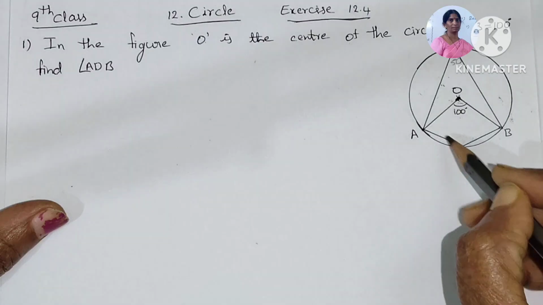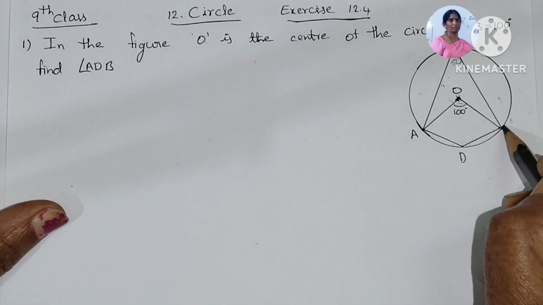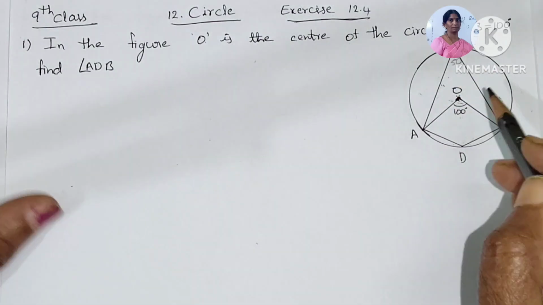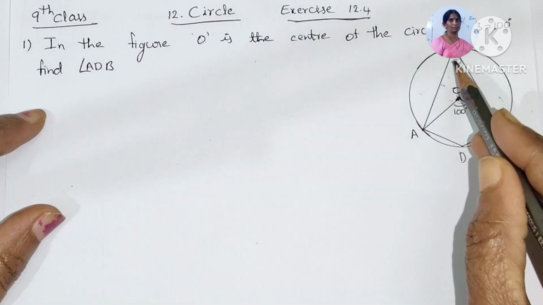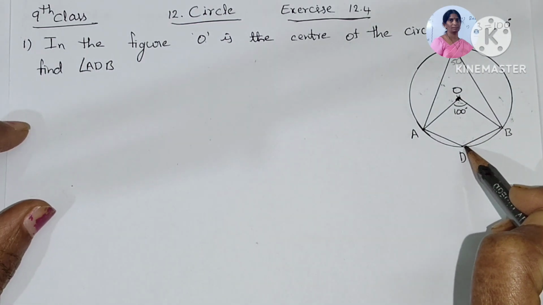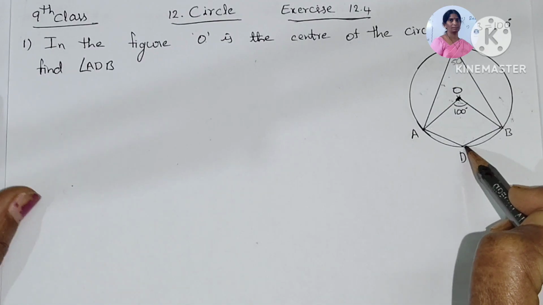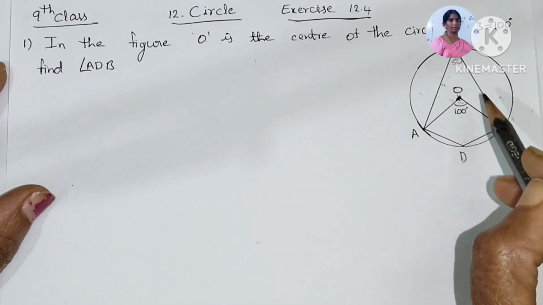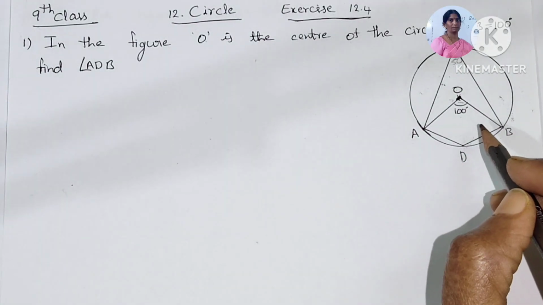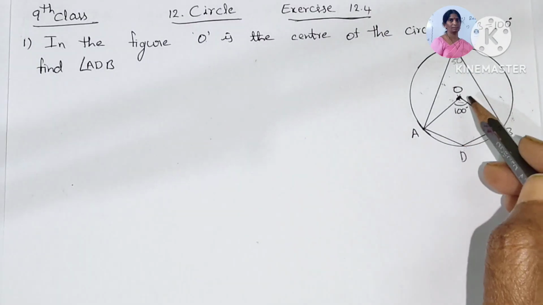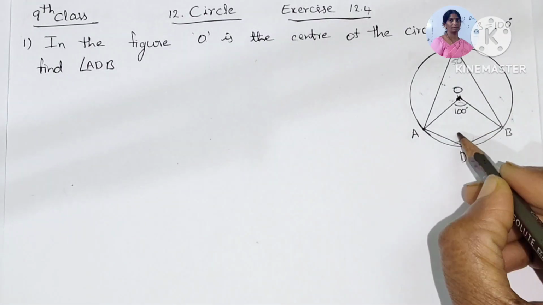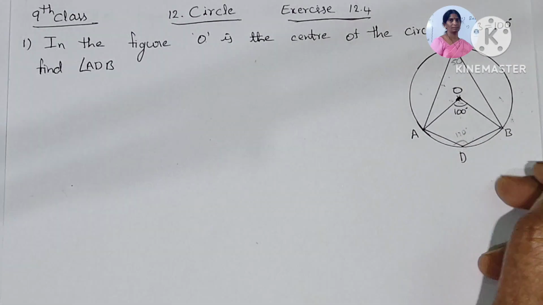Now quadrilateral ADBC is a cyclic quadrilateral. So the opposite angles are angle C and D. These two opposite angles sum to 180, supplementary angles in a cyclic quadrilateral. So C plus D equal to 180. So 180 minus 50 equal to 130. D is 130. So we write that one.